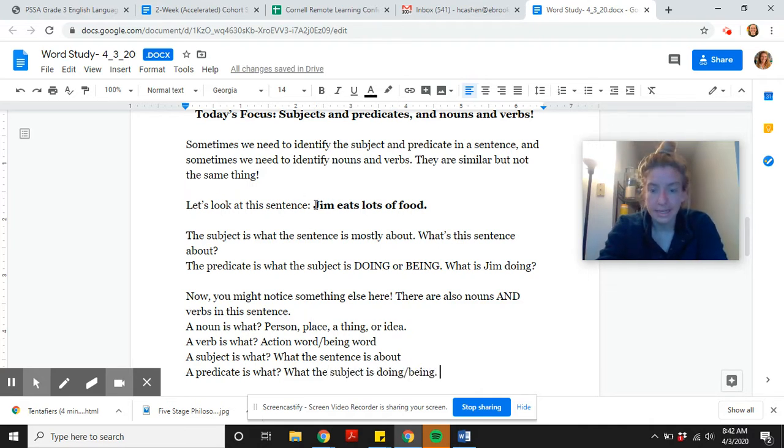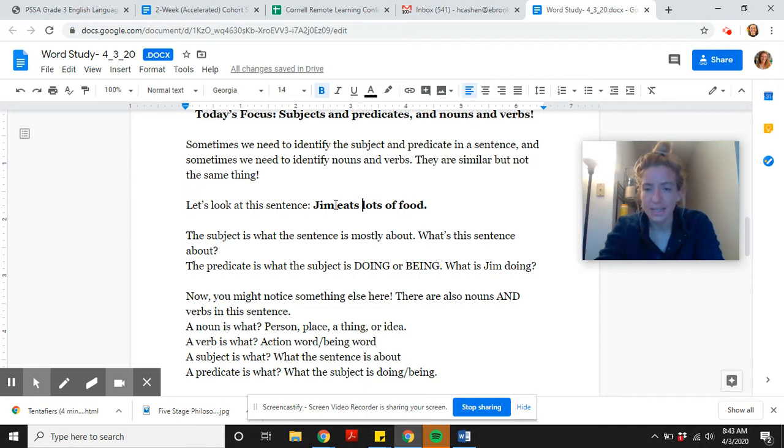So let's go back to the sentence. Jim is the subject, but Jim is also a noun because a noun is a person, place, thing, or idea. Eats tells me what the subject is doing. So I know eats is the predicate, but eats is also a verb because it's an action word. Words can be both nouns and subjects, and both predicates and verbs.